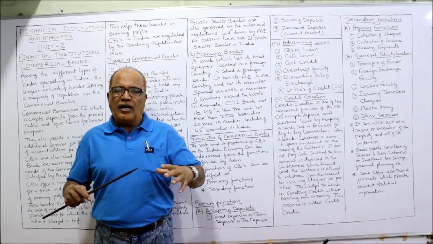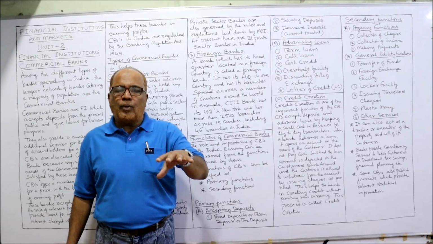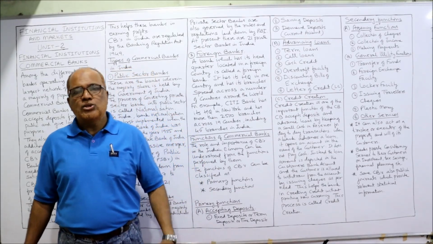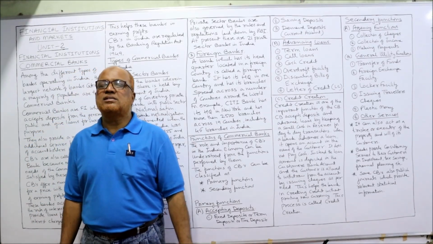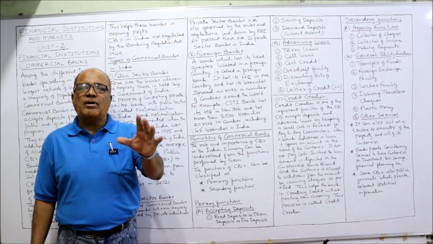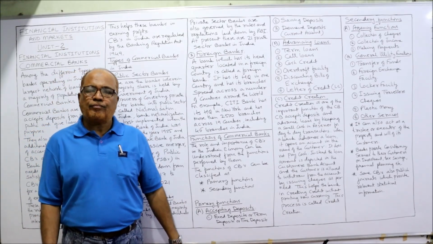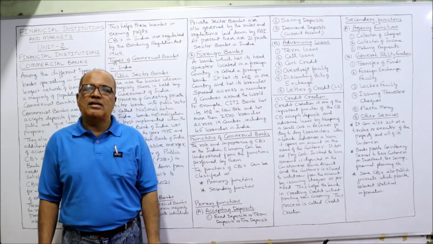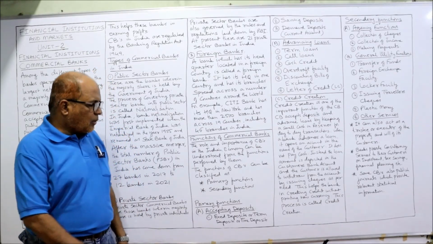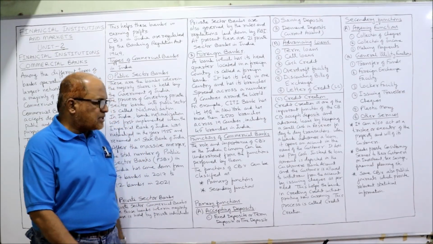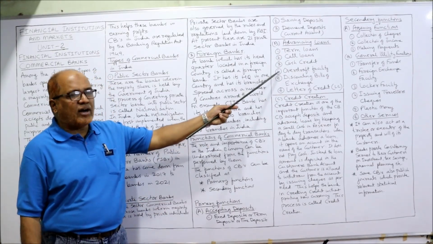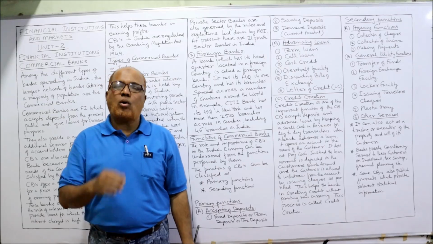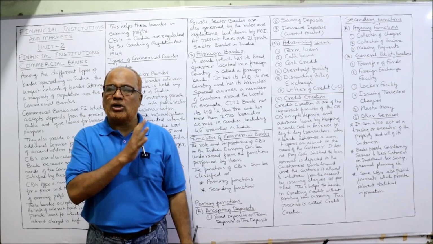In any country's economy, the importance of commercial banks can be understood by seeing what functions they perform. So in India, the functions can be broadly classified into two categories: primary functions and secondary functions. All the functions of commercial banks are divided into primary and secondary. First, we'll discuss primary functions. The primary functions are accepting deposits, lending or advancing of loans, and credit creation. These three functions are called the primary functions of commercial banks.